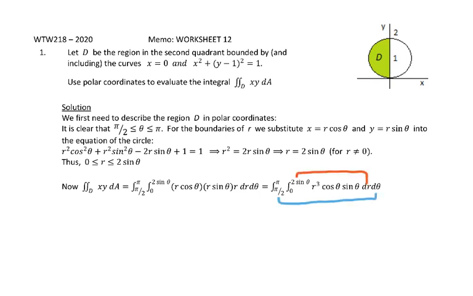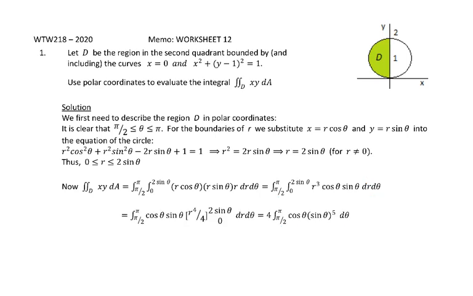Remember that you must make sure that the boundaries for the integrals match the actual variables. In this case, the boundaries 0 to 2 sin theta are for r, which is why the dr comes first at the end of this expression. Likewise, the boundaries pi over 2 to pi are for theta, and that is for the outer integral. That's why d theta is last in this expression.